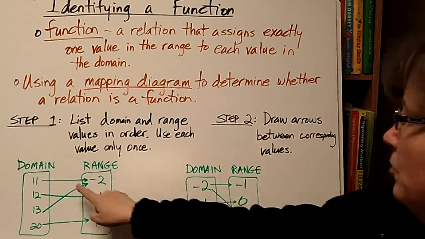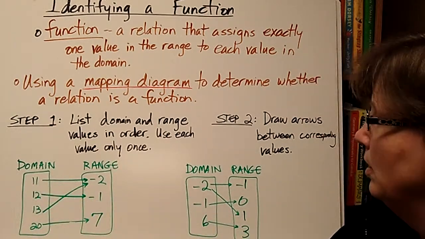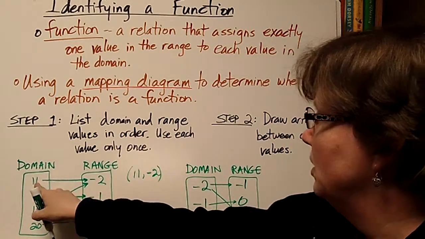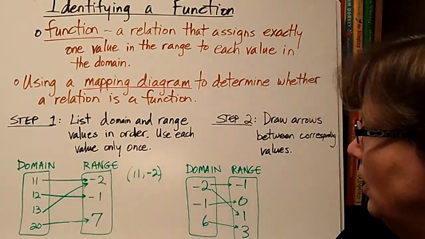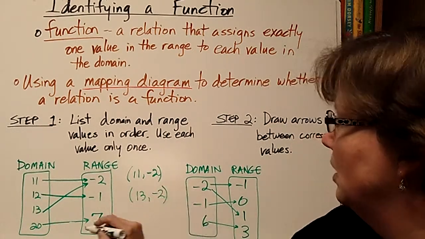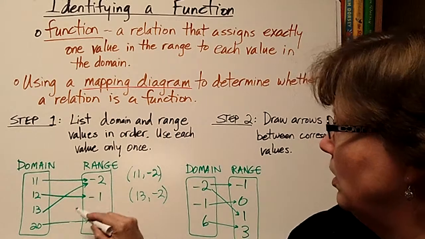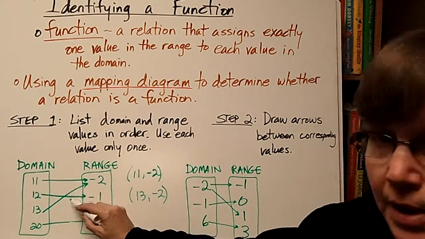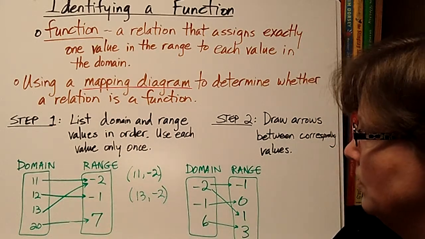And then in step 2, I have drawn arrows between the corresponding values. So this would have been an ordered pair 11, -2, which I've listed in this chart, the mapping diagram, this way. And you can see they're connected with an arrow. One of the other ordered pairs we had was 13 and -2. And as you can see here, the arrow connects up this way. We had 12, -1, and 27. So as you can see here, this would be a function, because there's exactly one for each of these values.